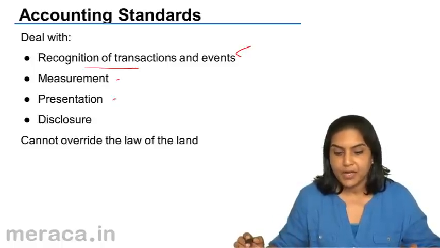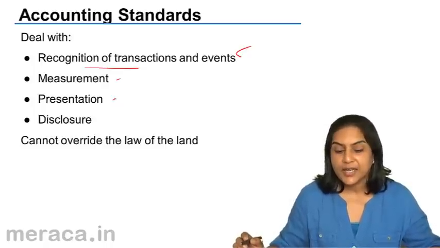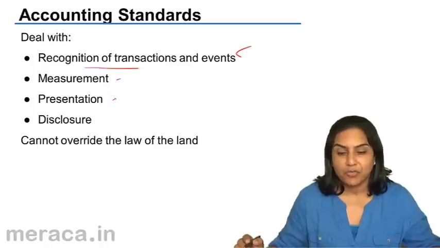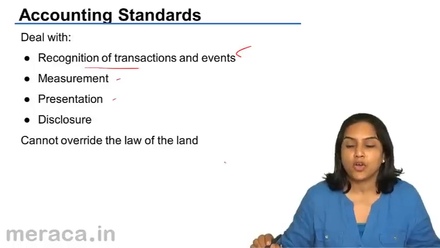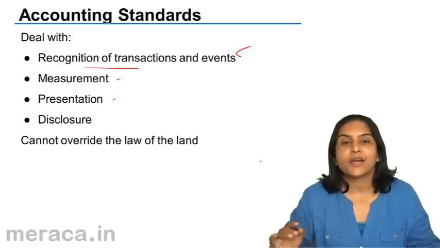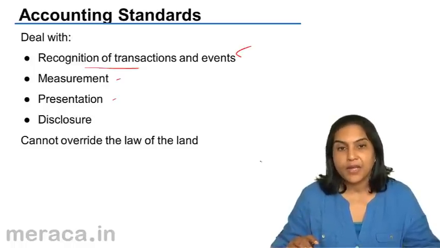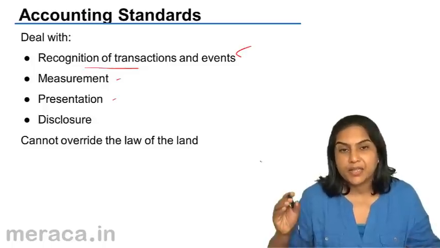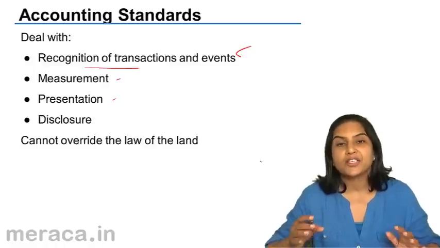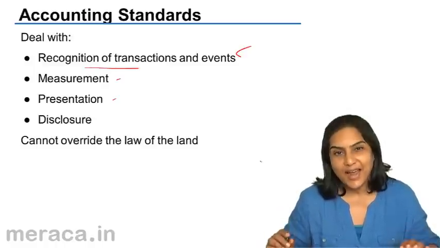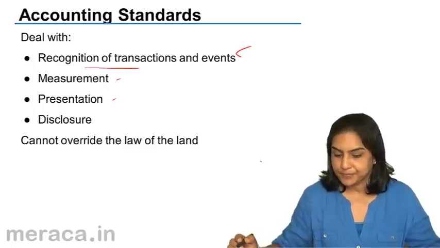Accounting standards, though, have to be followed by companies. An accounting standard cannot override the law of the land. For example, though there are accounting standards for, let us say, insurance companies, in India the final accounts of financial statements of insurance companies are drawn as per the Insurance Act, as per the format laid down by the Insurance Act.